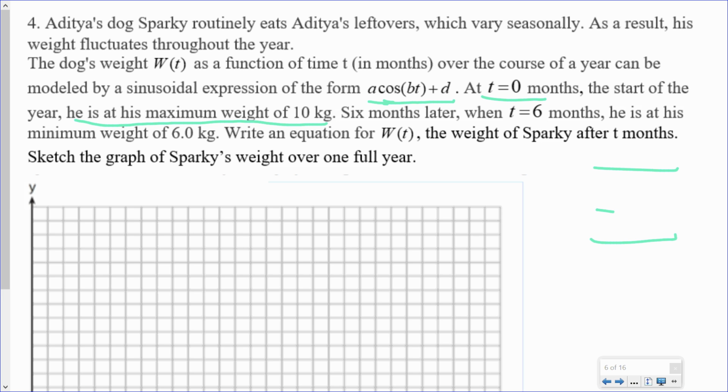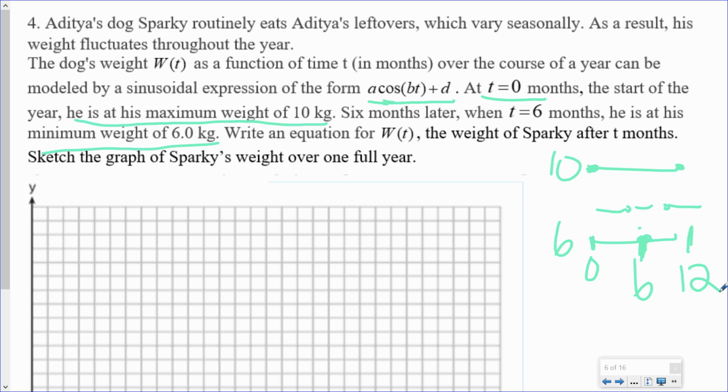So this is where my little picture comes into play. At time equals 0, where it's starting, he's at his maximum of 10. So at this point, because it's starting at the max, I know it's got to be a positive cosine. 6 months later, he's at his minimum weight of 6. So this is similar to the last problem. Since it took 6 months to get from the max to the min, that's half of a wave. It's going to be double that, 6 more months to get to the end.